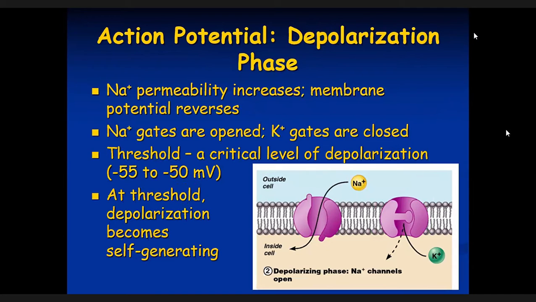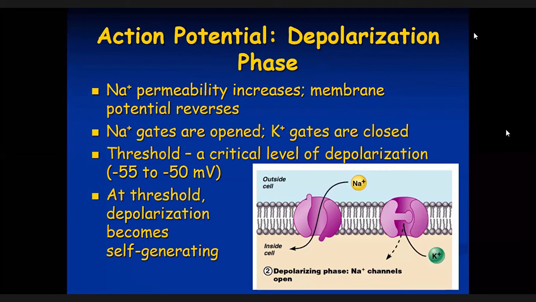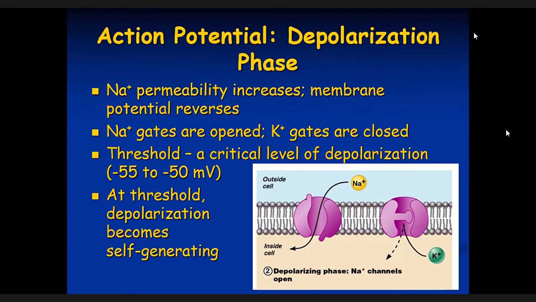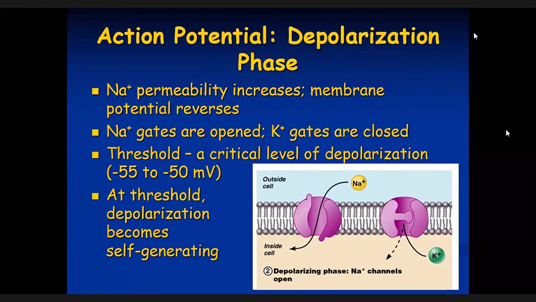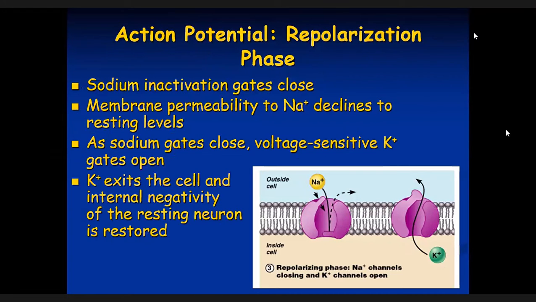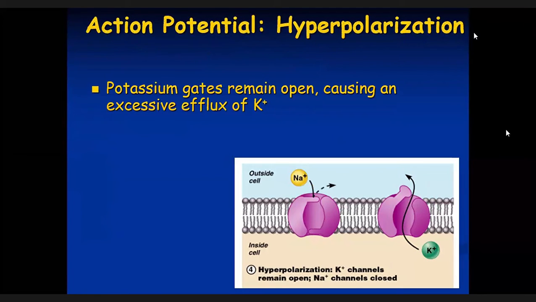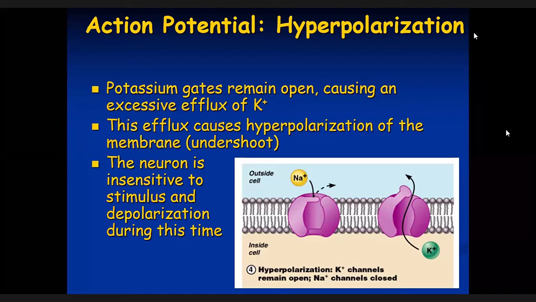So you can see that when sodium gates are opened, potassium gates are closed. You have seen that before, that it is a sodium and potassium gated channel. So when the sodium gates or the receptors are opened, sodium gets inside, while the potassium gates are closed. In hyperpolarization, potassium gates remain open, causing an excessive efflux of potassium.